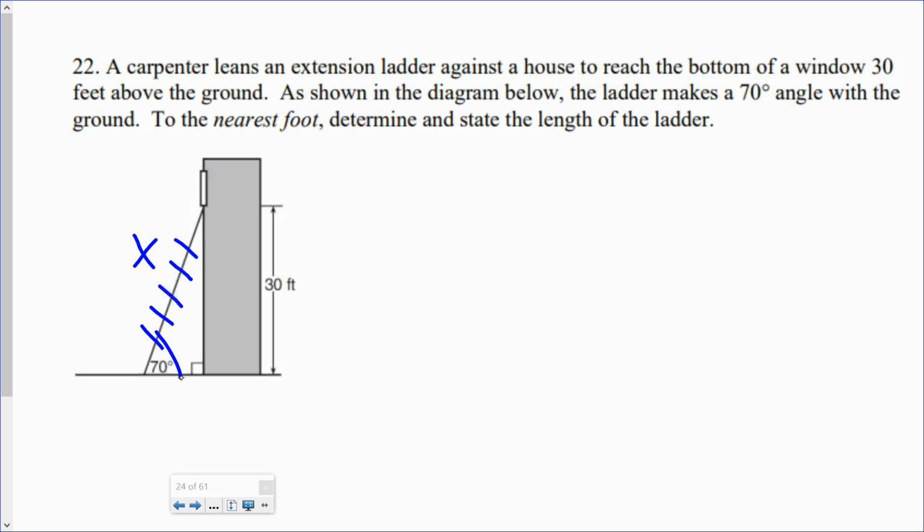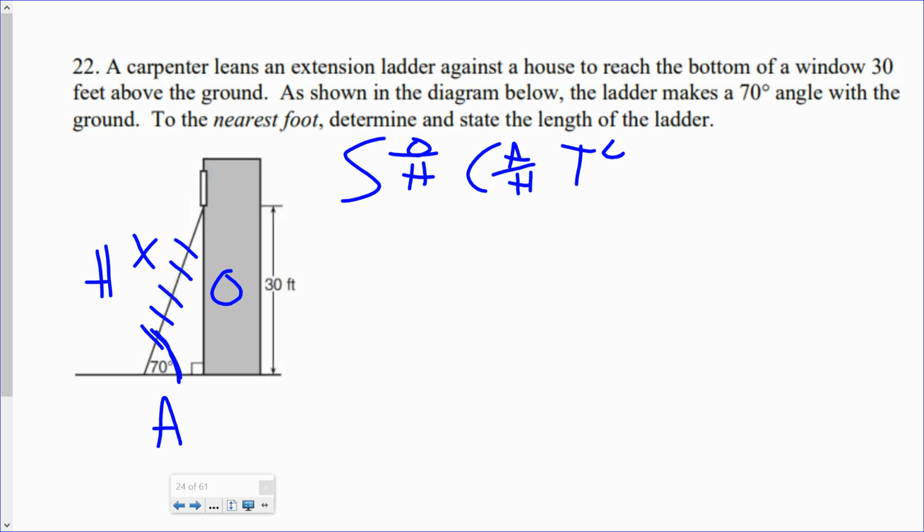Step 1, label your H, your A, and your O. H is always the hypotenuse, the long slanted side, opposite the right angle. The angle always connects the H to the A, so this arc will always touch the H and the A. The opposite side is my opposite side. So, SOHCAHTOA. Out of the H, the A, and the O, which two are involved? Well, the O is 30, and the H is X.